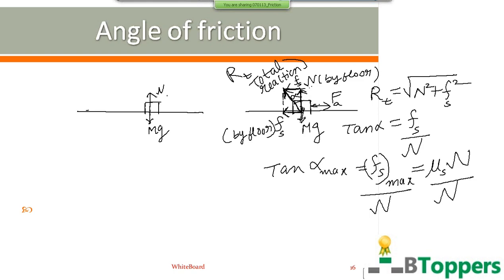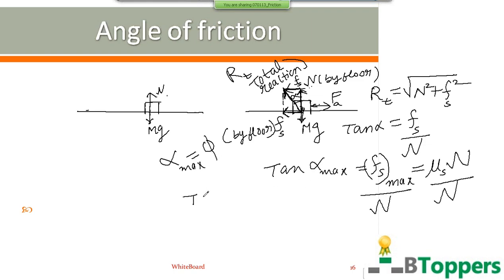So the maximum value of this angle between the total reaction and the normal reaction at the instant when the block is in limiting equilibrium is called the angle of friction between the two surfaces. This angle of friction is denoted by phi, that means alpha maximum is denoted by phi. So the maximum value of the angle between the total reaction and the normal reaction at the instant when the block is in limiting equilibrium, that is, at the instant when the static friction of the block reaches the maximum value, is called the angle of friction between the two surfaces.